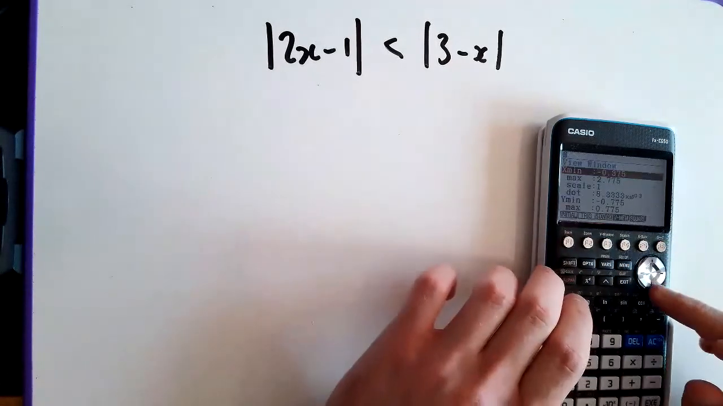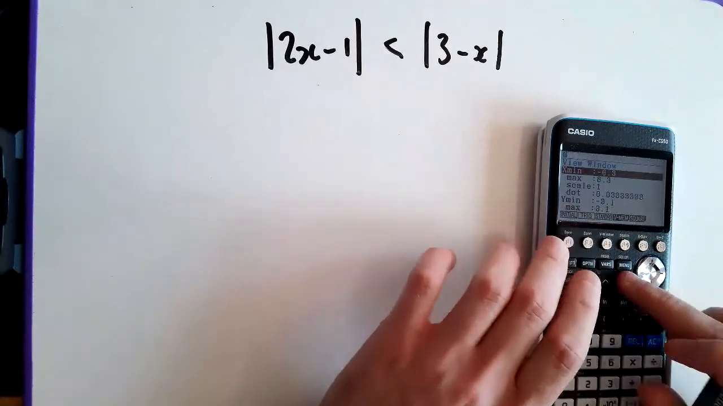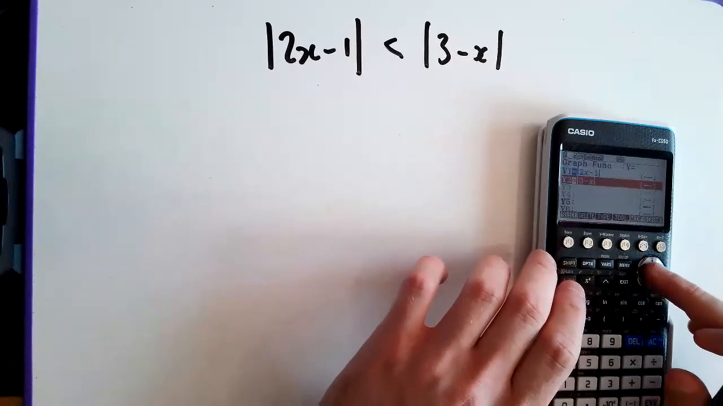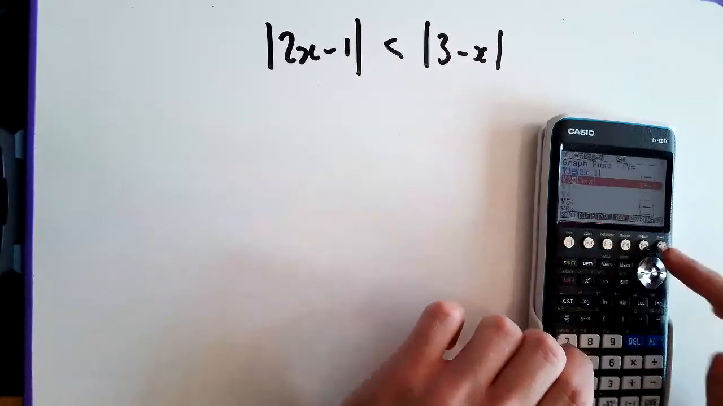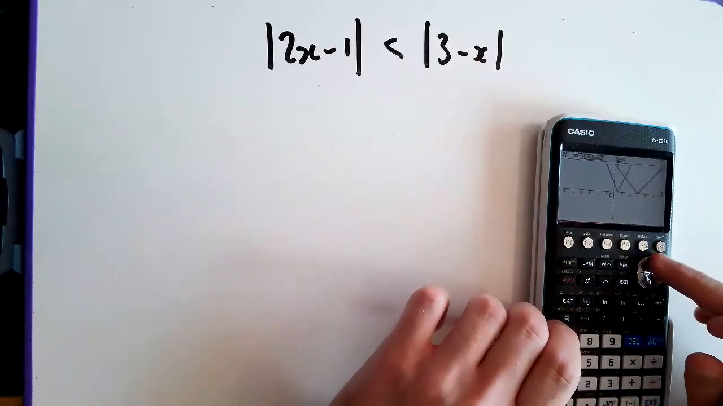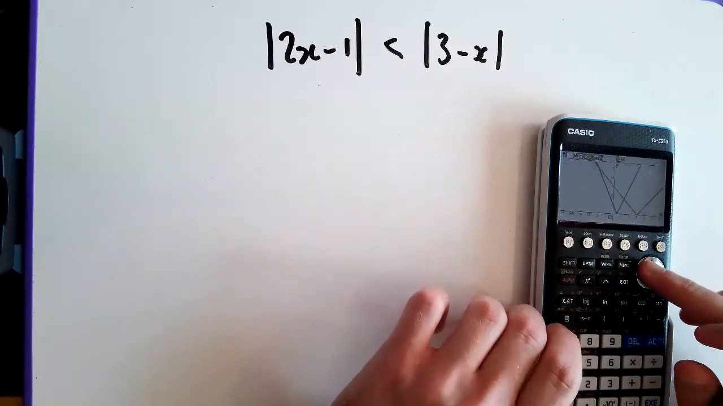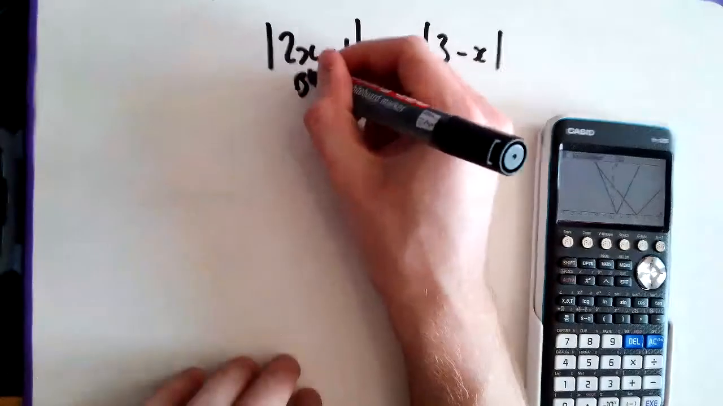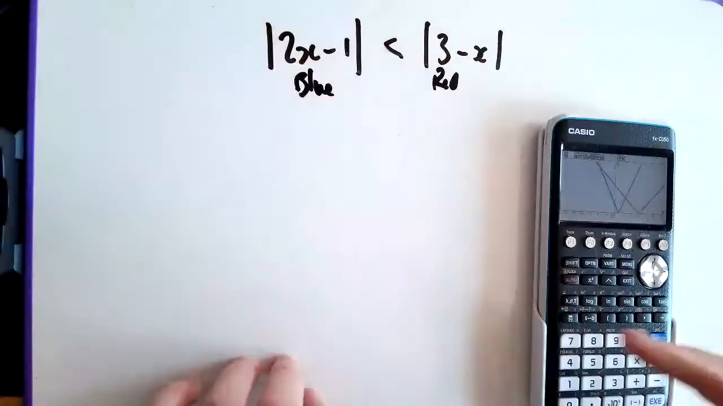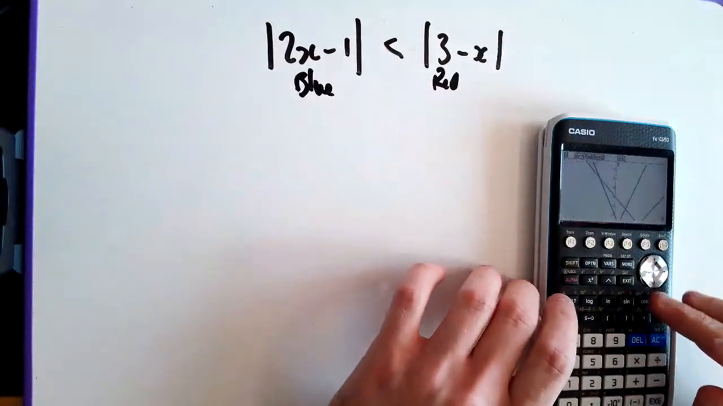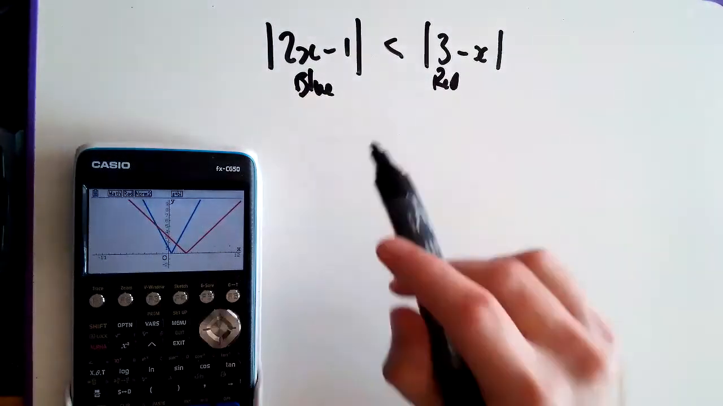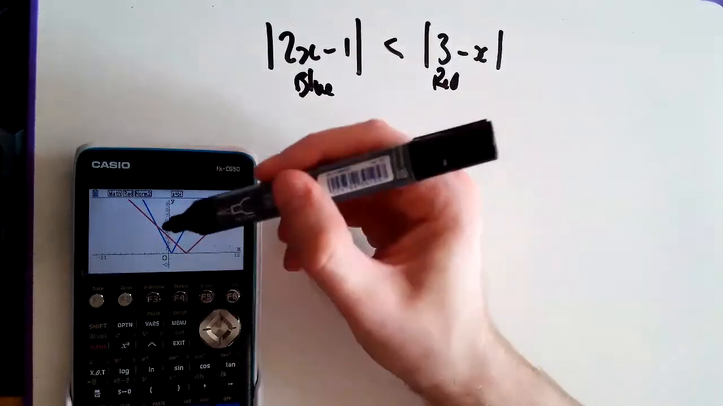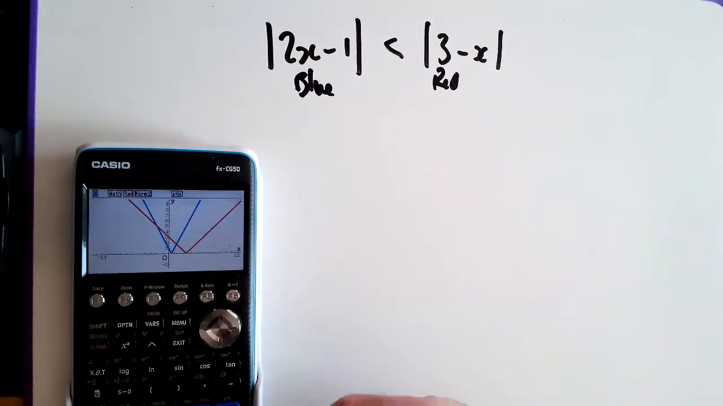Let's check the V window. Make sure. Ah, the wrong minus there, haven't I? Oh, that's better. Okay, so blue is this one, red is this one. So we can see if I zoom out a little bit, you can see that blue is less than red between those two numbers. So we need to find those two numbers first of all.